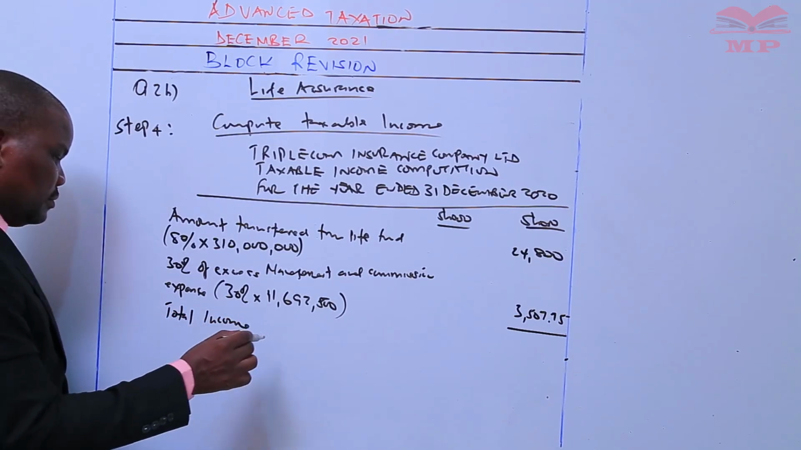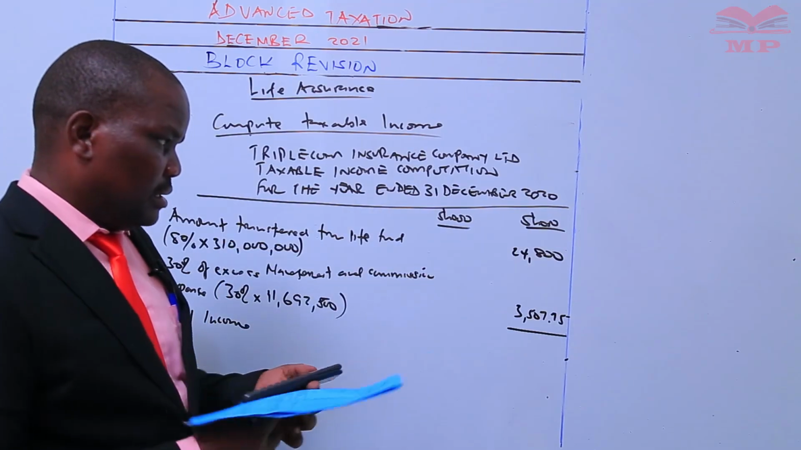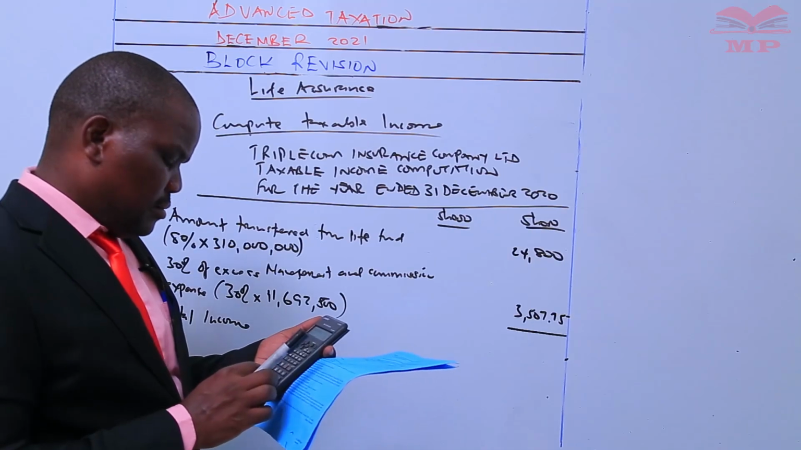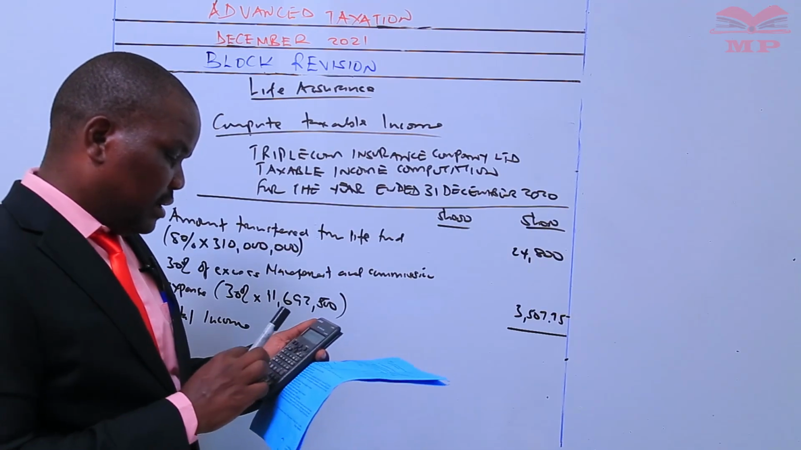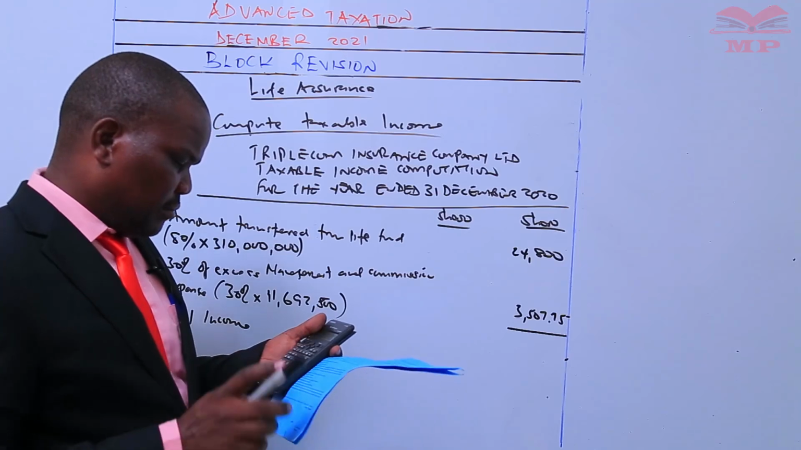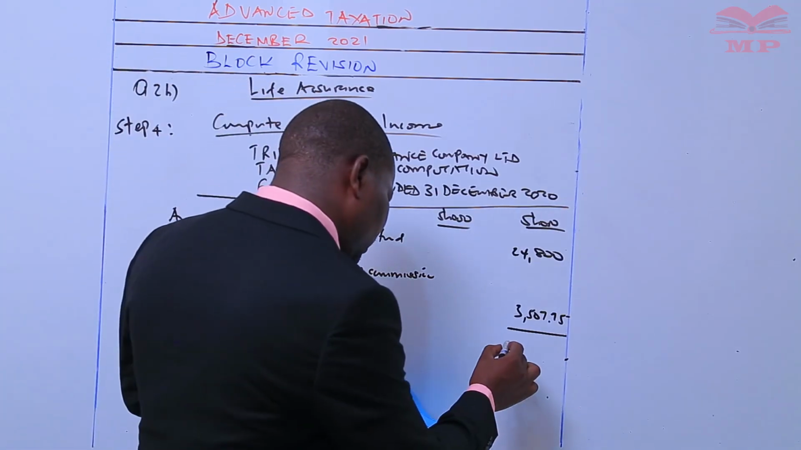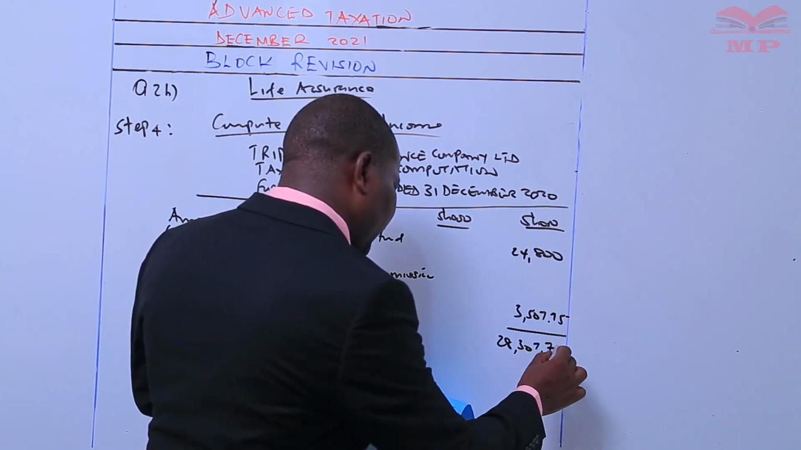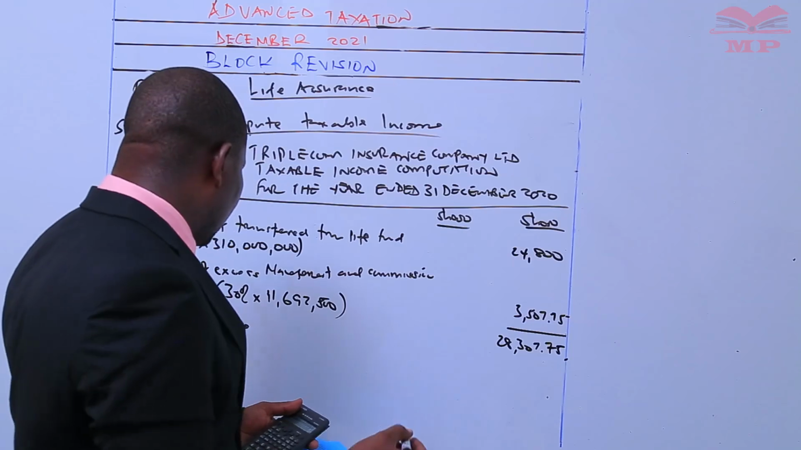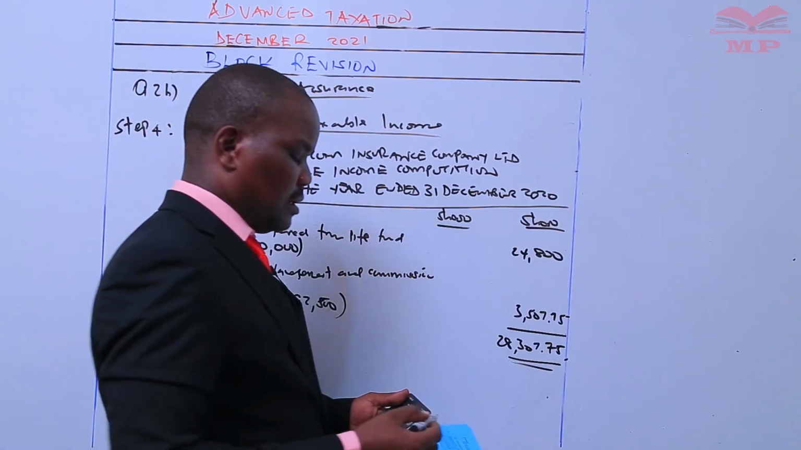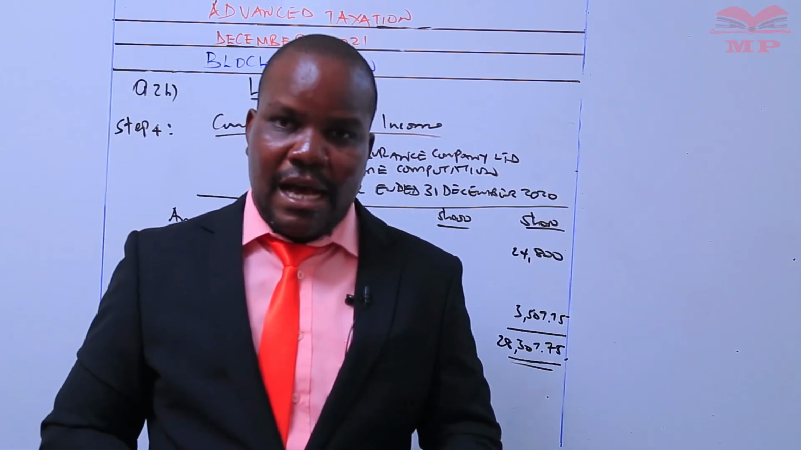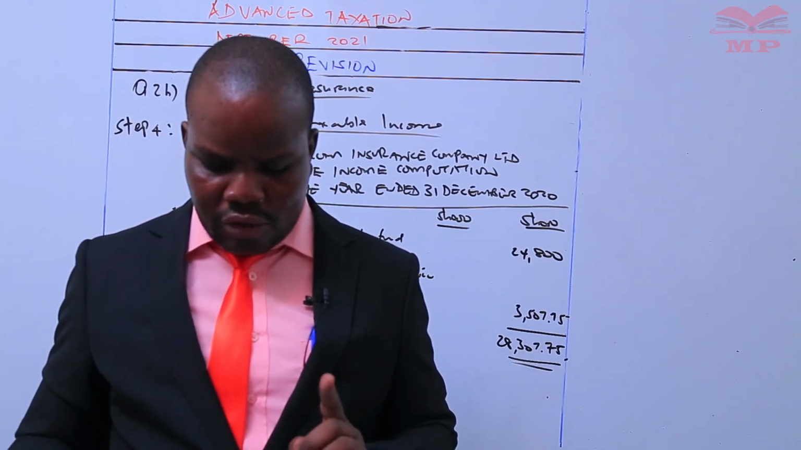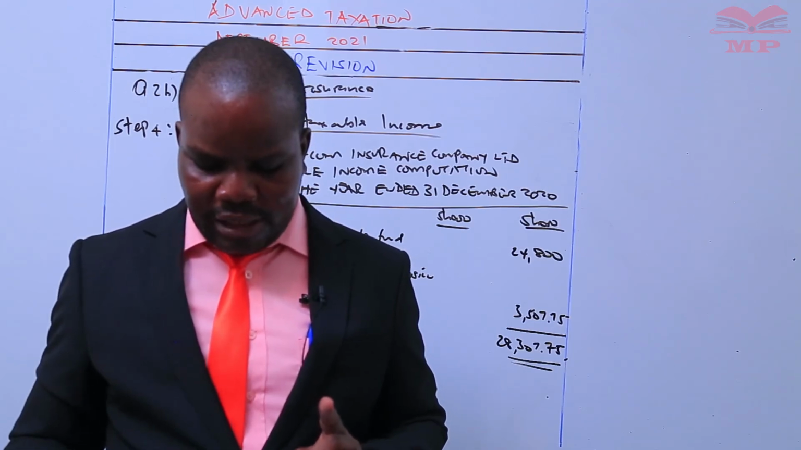Then we get total income. So total income in this case will be 24.8 million, that is 24,800, plus 3,507.75. I'm getting 28,307.75. And that becomes the taxable income under life assurance. Remember, the question is the taxable income or loss for TripleCom Insurance Company Limited for the year ended.